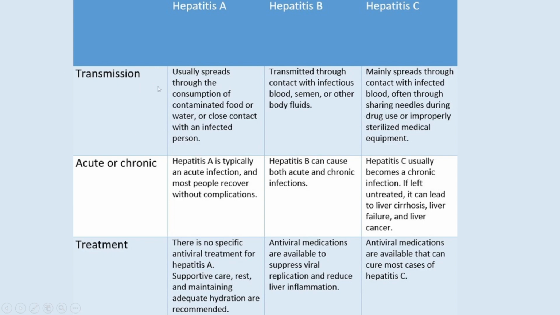So this is about the transmission, and the next one is about acute versus chronic. These hepatitis viruses are going to be acute or chronic. Hepatitis A virus is mainly an acute infection, and most people recover easily. Hepatitis B virus can be acute, or if not treated, it leads to chronic infection. Hepatitis C virus is mainly a chronic infection. If left untreated, it can lead to liver cirrhosis, liver failure and liver cancer.